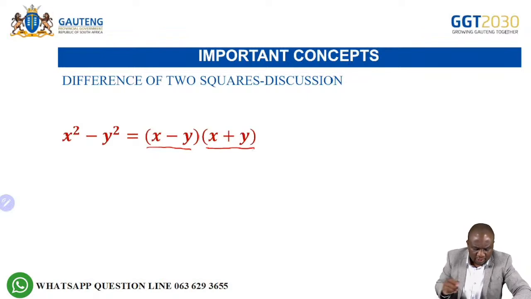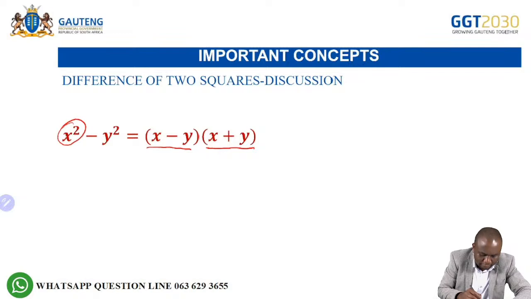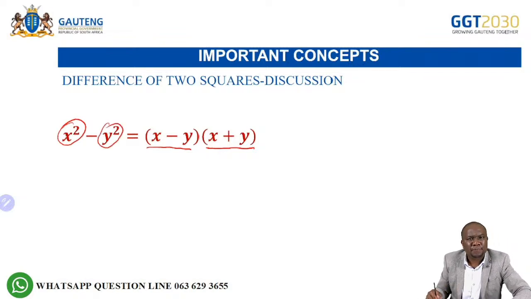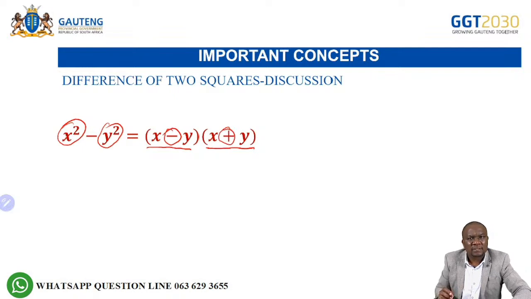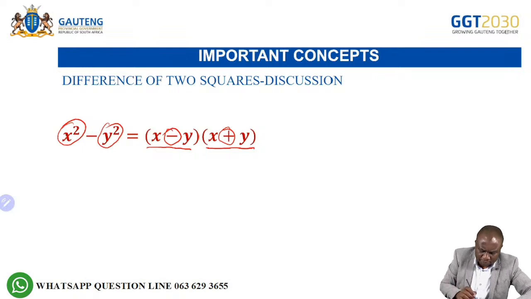Okay? And then you find the square root of x squared here, and then you find the square root of y squared. What's the square root of x squared? It is x, isn't it? And then what is the square root of y squared? It is y, isn't it? And then those square roots are the ones that we use in our brackets here. Remember, one bracket is a minus, the other bracket is a plus. And then in the brackets, just put our square roots, which is x minus y, x plus y. Let me give you an example.